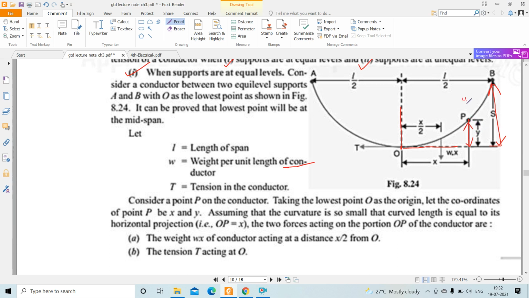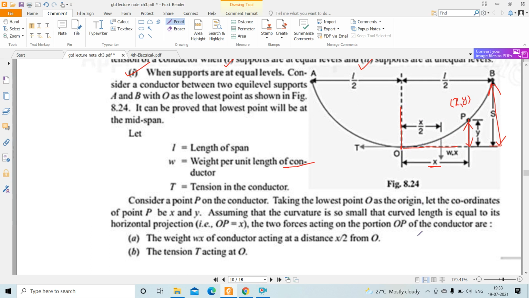So the y coordinate is y, and the x coordinate is termed x over here. This is the x. That means we can take that point P as (x, y). The distance from the origin on the horizontal axis is x, and the distance from the origin on the vertical axis is y. So the coordinates of point P are x and y.